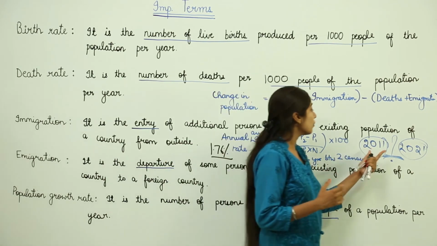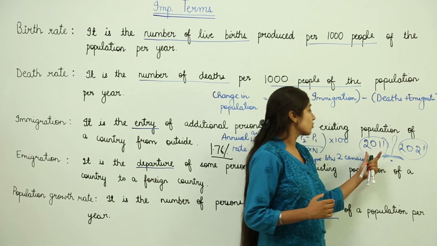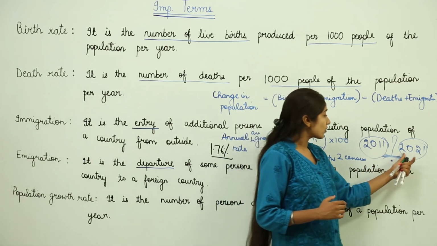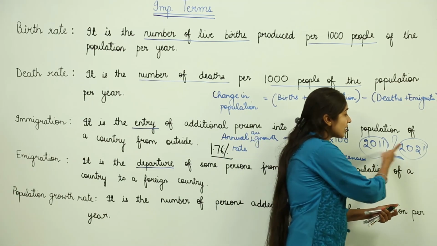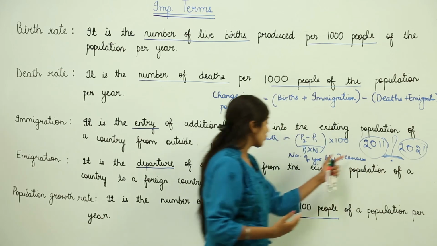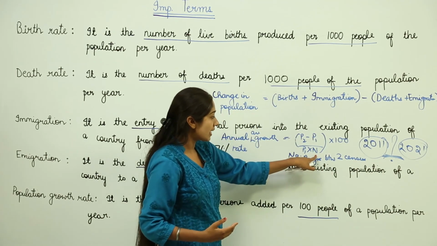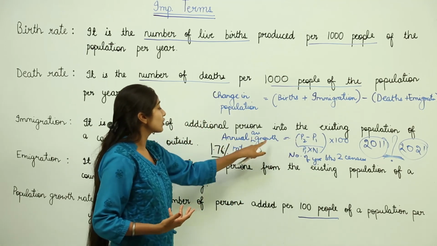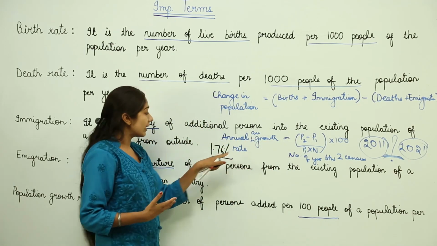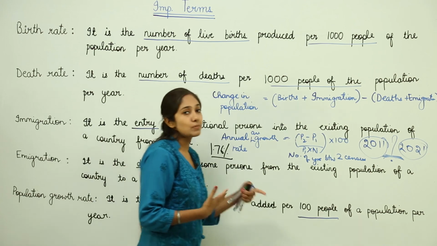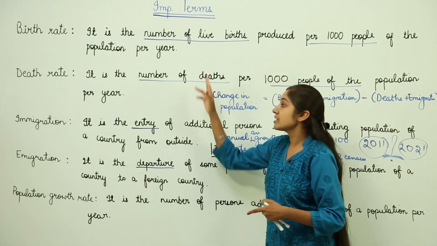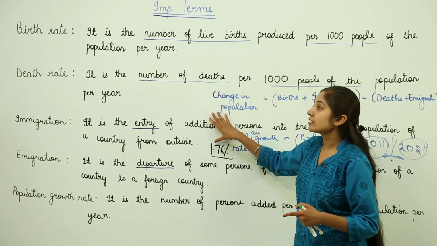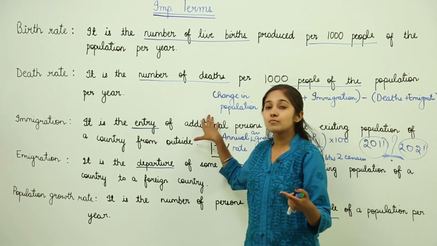For example, I told you, if the previous census took place in 2011 and then we have 2021, the difference in the number of years gives you the value of N. So this is how we find out the annual average growth rate, which in case of India is 1.76%. Now I hope these important terms are very clear to you, and whenever a question comes, you are able to define these terms and explain them.